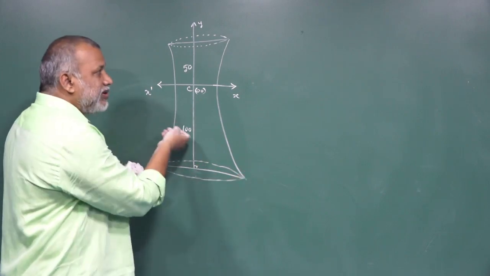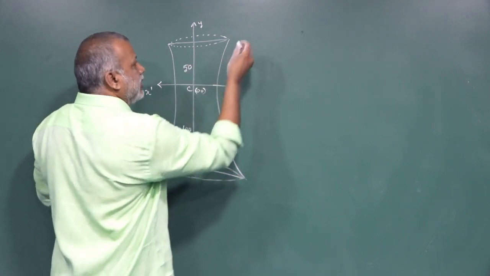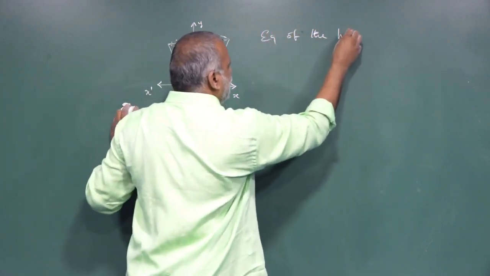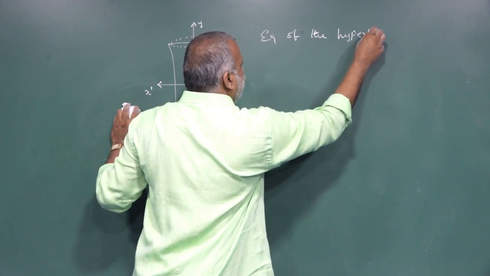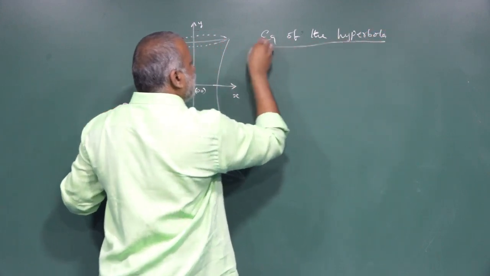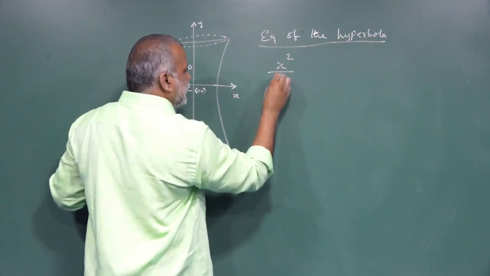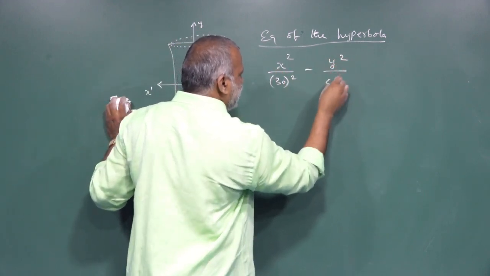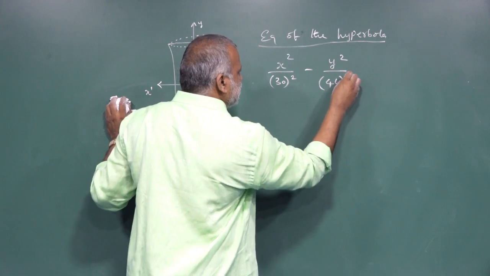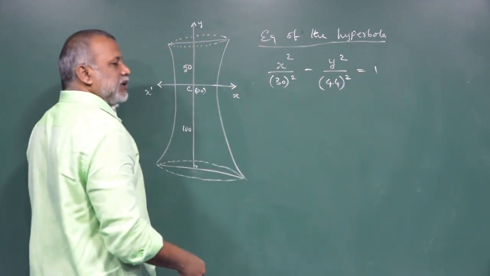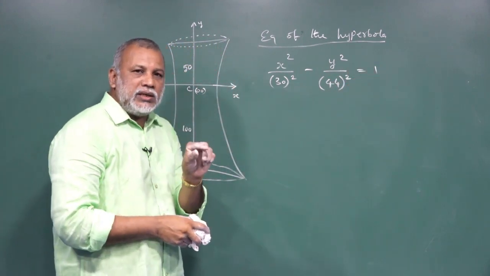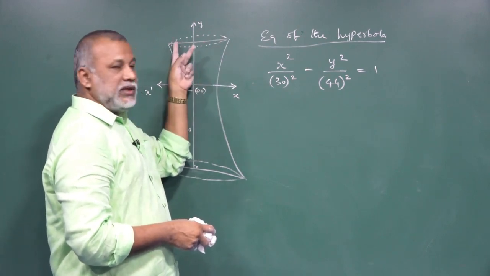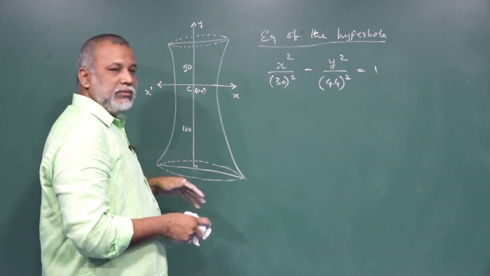So now the equation of this diagram, that means the hyperbola, is given. Equation of the hyperbola is x squared by 30 squared minus y squared by 44 squared. This is given in your book itself. Now we are going to find this distance, that means the diameter of the top and the diameter of the bottom.